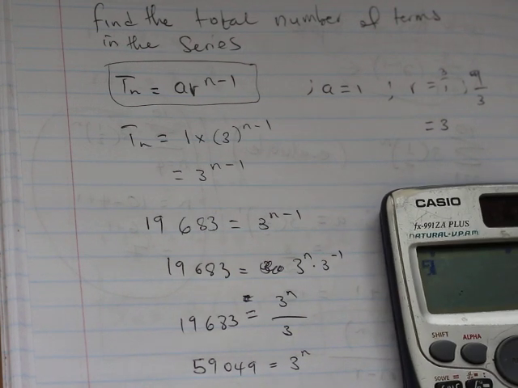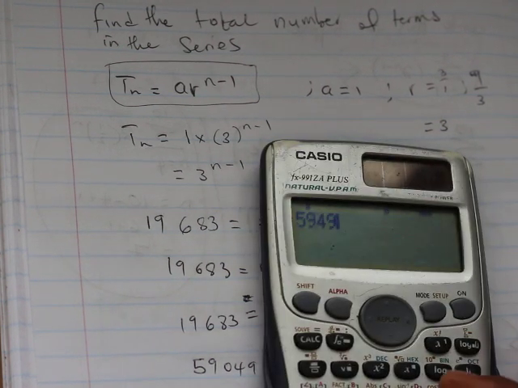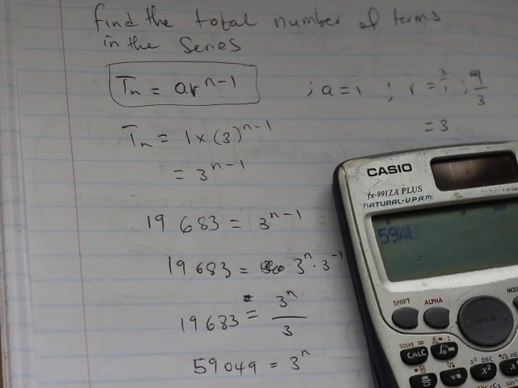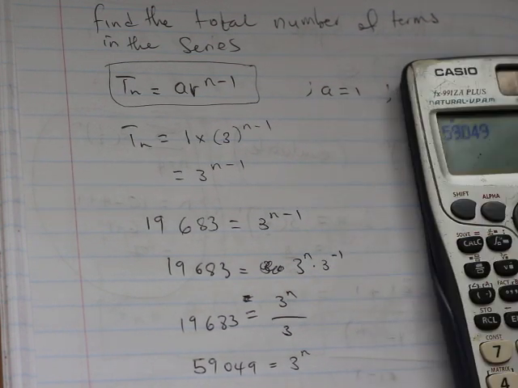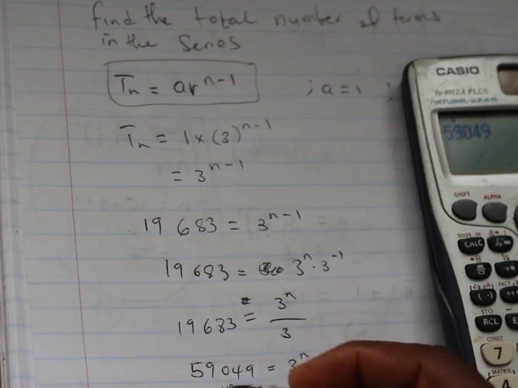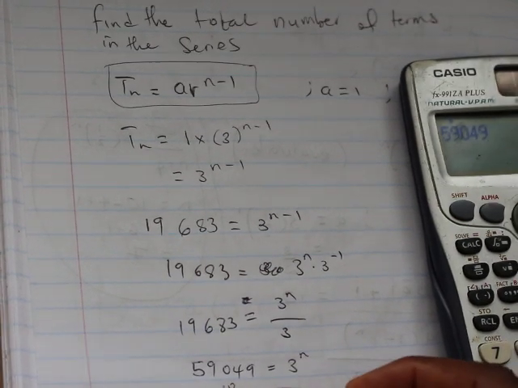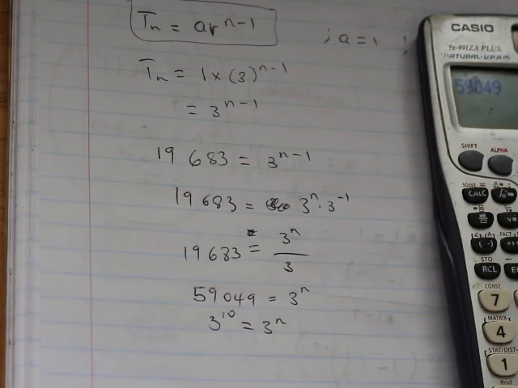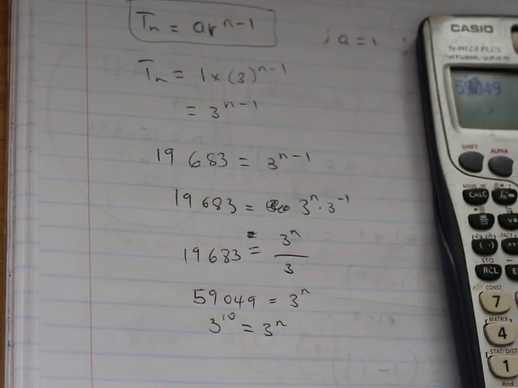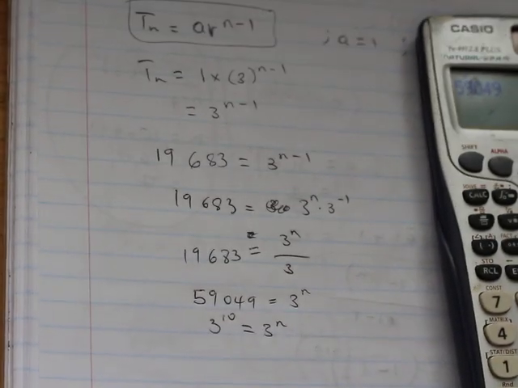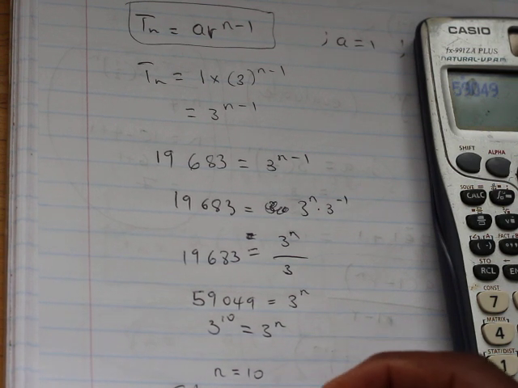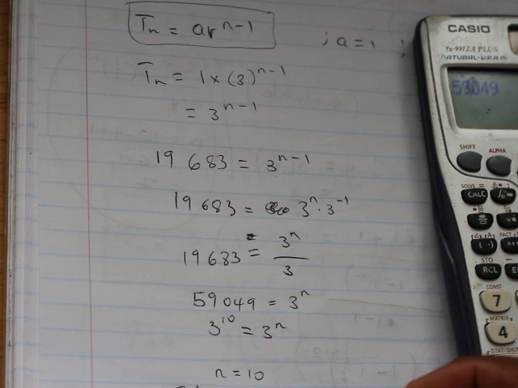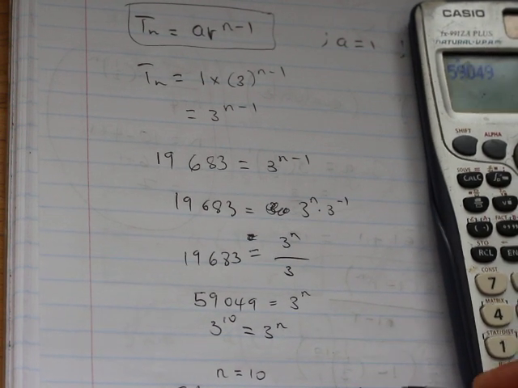So let's see if 59049 can be written as a power of 3. It's 3 to the 10. 3 to the exponent 10 is equal to what? 3 to the n. Can you see that? Now we've got the same bases, so we can drop the bases and equate the exponents. So n is equal to what? 10. Therefore, the total number of terms is 10.